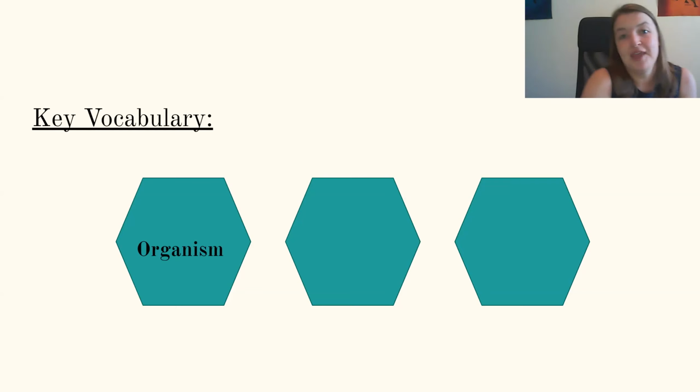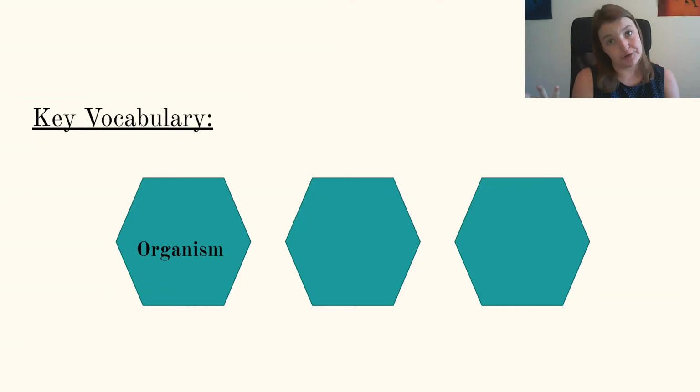An organism is a living thing, an individual living thing. That's you, and it's me. It's my dog. It's the plant. It's a sunflower that you grew the other day. An organism is an individual living thing.